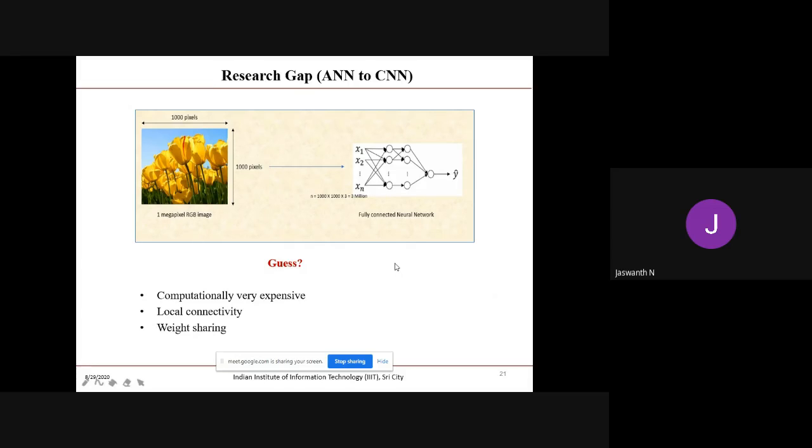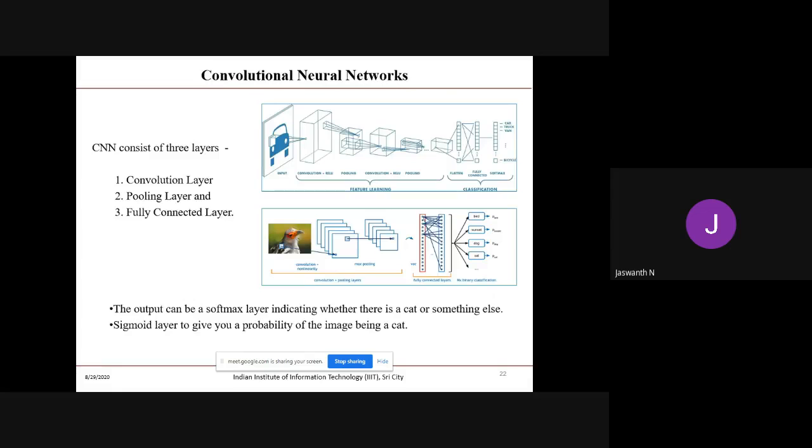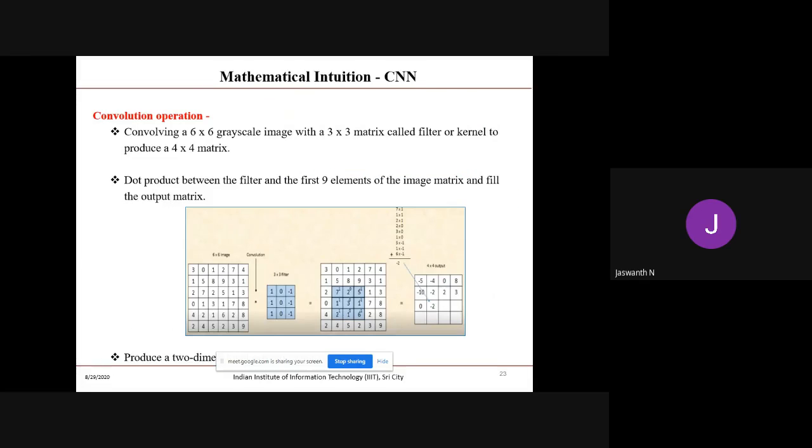So to handle these particular things, you have a concept called convolutional neural networks. Basically, convolutional neural networks have three components: the convolution layer, the pooling layer, and the FC layer, where you finally apply some kind of softmax rules to get your classification or prediction. So this is the mathematical intuition.